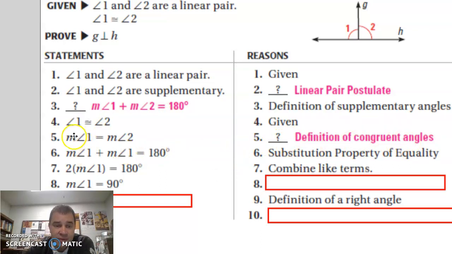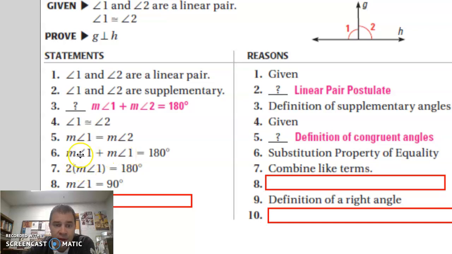Now we substitute. Here we had angle 1 and angle 2 add up to 180. We've gotten something similar here in step 6. Angle 1 and angle 1 are 180. So we substituted angle 2 out, and in its place we put angle 1. We can do that now that we've stated that those two angle measurements are the same. So that's substitution.